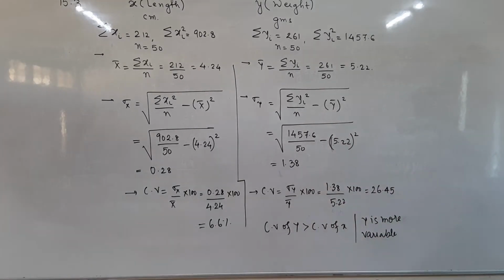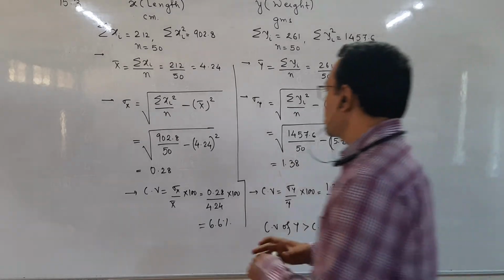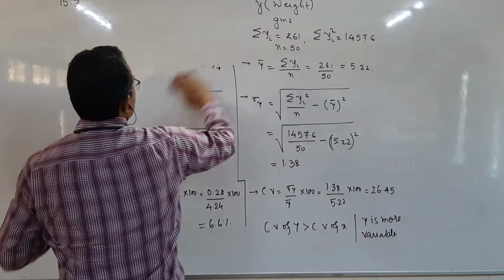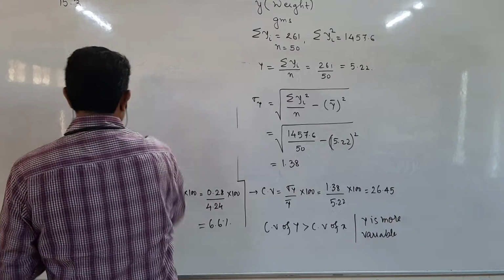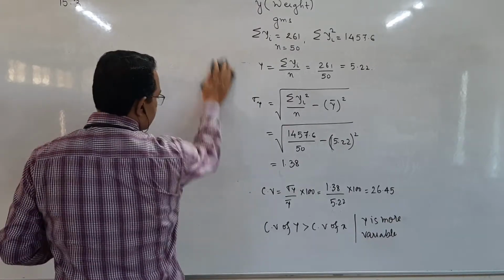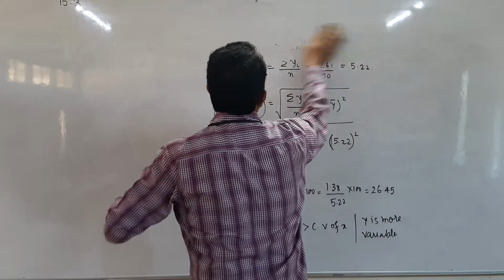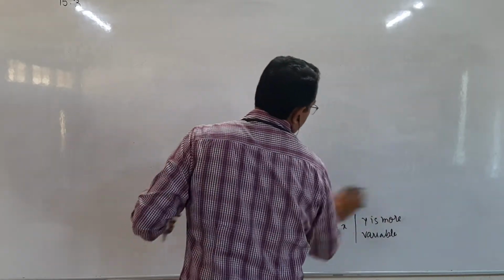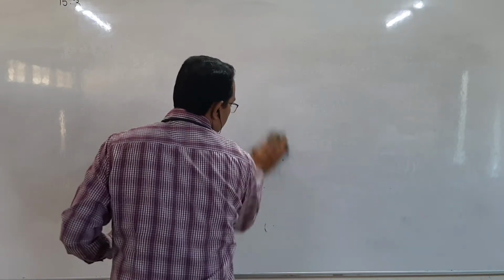So this is how students we simplify and write the answer. So students, weight has more variation than length x. Even based on variance also students we could have decided. So this completes our exercise 15.3. Now students, we are going to do exercise number 15.